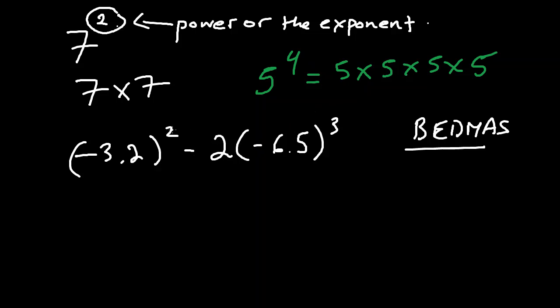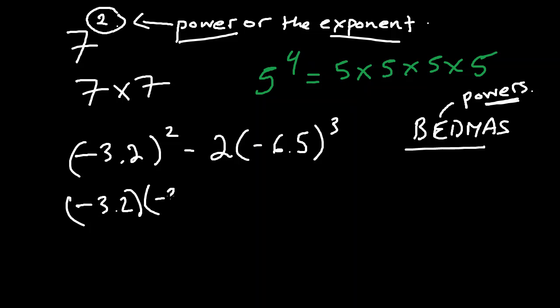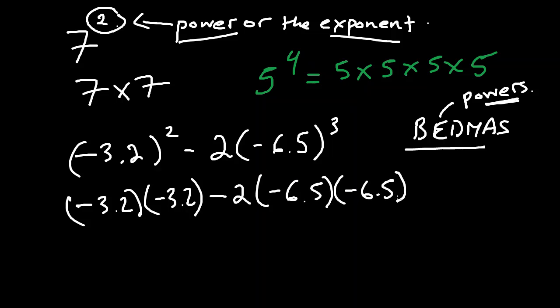So the exponents are the same thing as powers. So don't get confused here. When it says exponents, that's the same thing as a power. Power or exponent are basically synonyms. So let's do that. Negative 3.2 to the power of 2 means negative 3.2 multiplied by itself 2 times. And then we have a minus 2. And then we have a negative 6.5 to the power of 3. So that means negative 6.5 multiplied by itself 3 times.